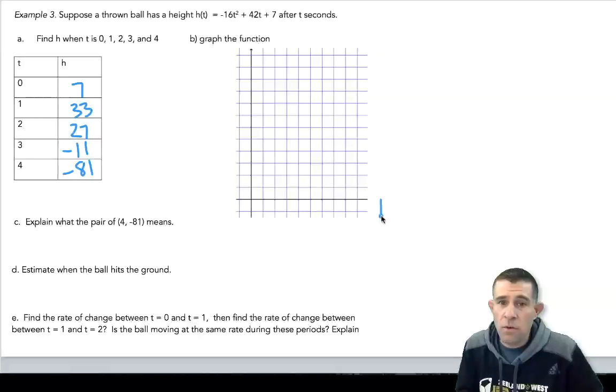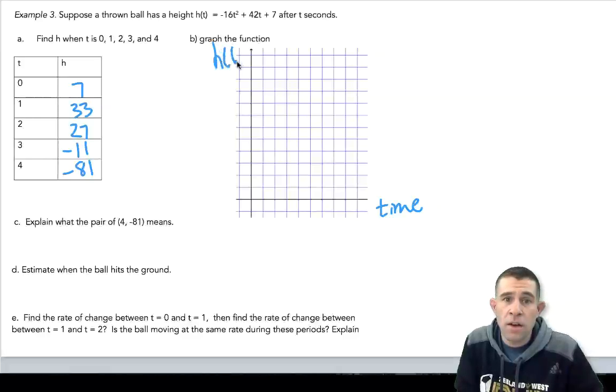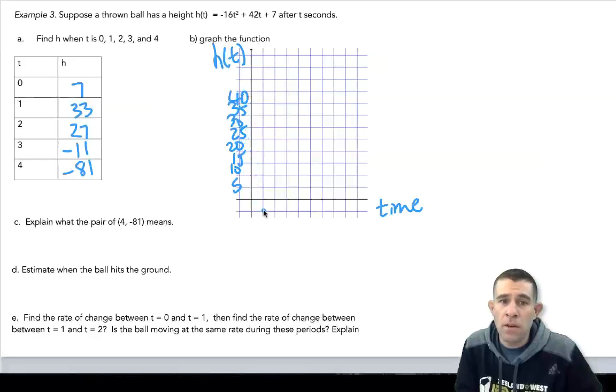Now if we graph that, we're going to put time here on our x-axis, height here on our y-axis, and we'll just go up in increments of 5. Each little slash here on the x-axis will represent 1 second, and that should do it.